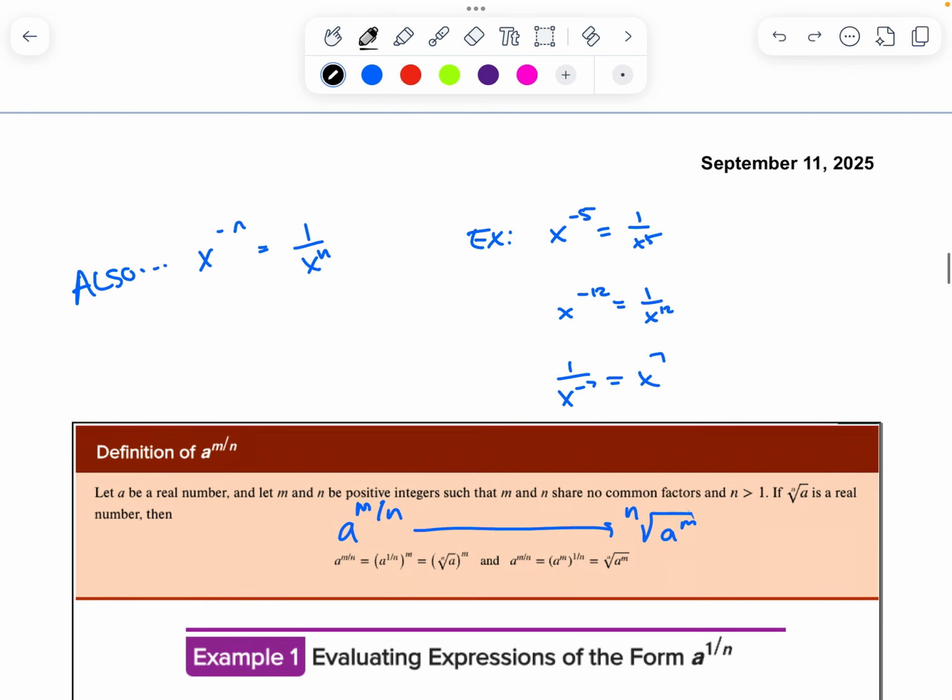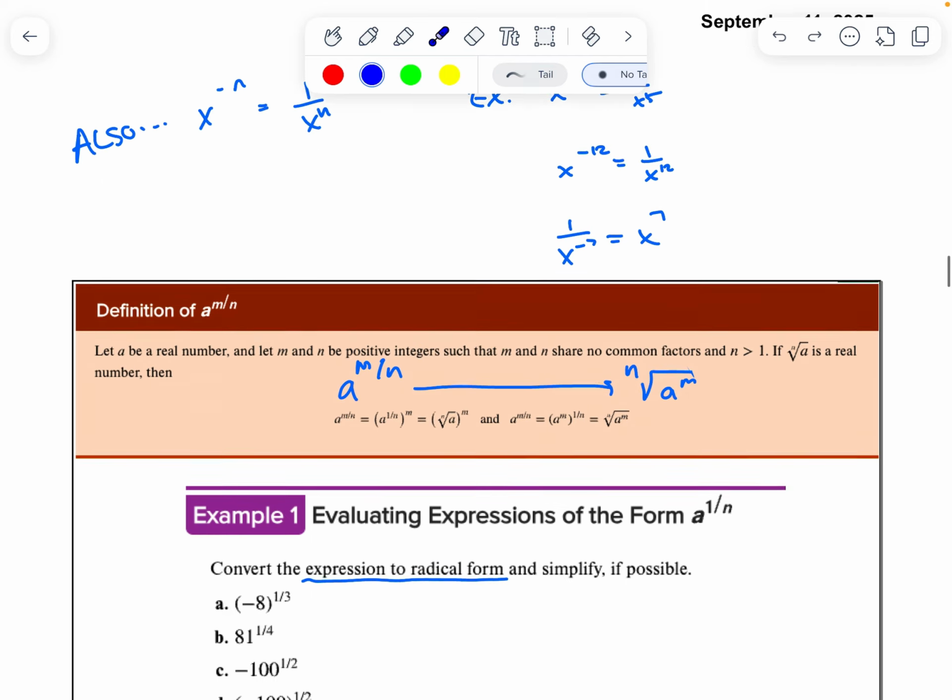Another thing you just have to memorize is if you have a negative power, x to the negative n, same thing as 1 over x to the n. It puts it in the opposite part of the fraction. So for example, x to the negative 5, same thing as 1 over x to the 5. X to the negative 12, same thing as 1 over x to the 12. 1 over x to the negative 7, same thing as x to the 7, right? A negative exponent just puts it in the opposite part of the fraction, numerator versus denominator.